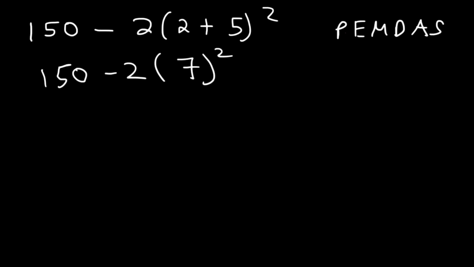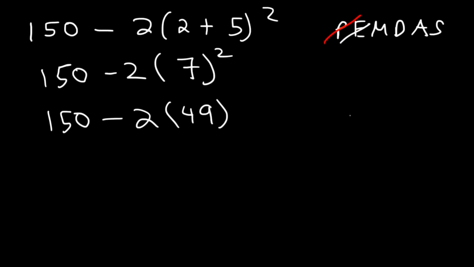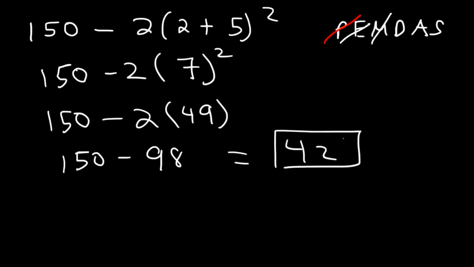So we finished with P. Now let's move on to E. Let's work with the exponents. 7 squared, which is 7 times 7, that's 49. So now let's move on to multiplication. 2 times 49 is 98. Now let's move on to subtraction. 150 minus 98 is 42. So 42 is the final answer in this example.